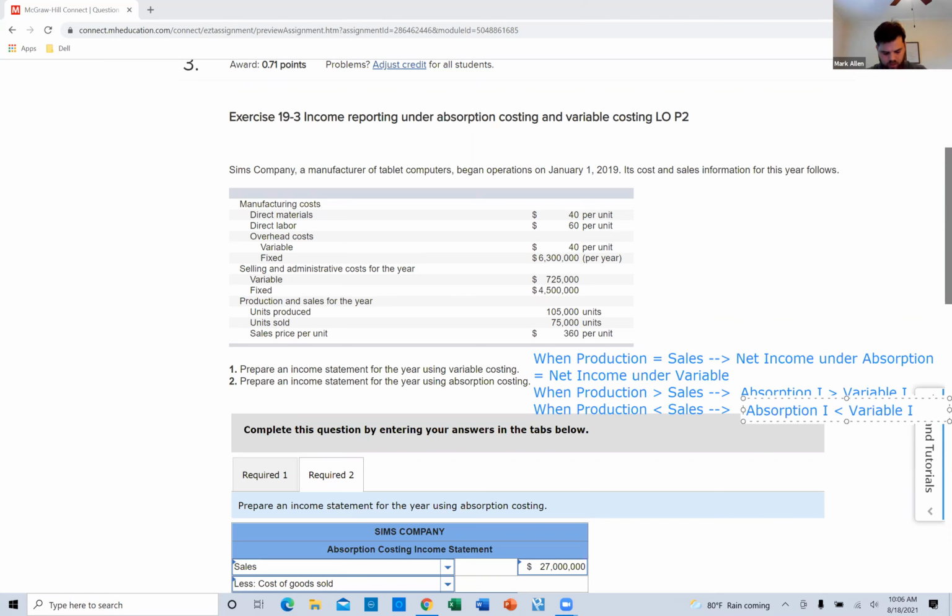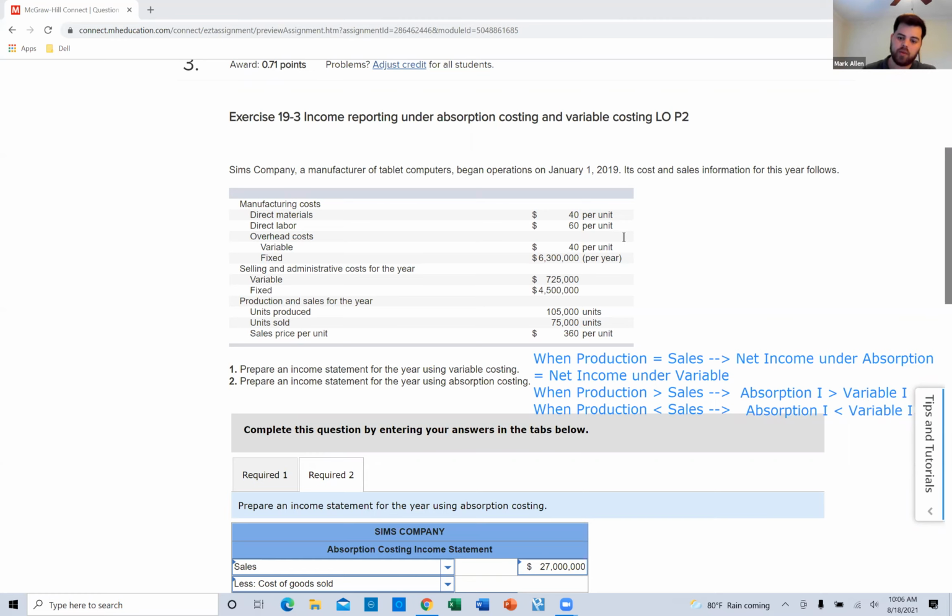Less than variable income. Okay, very good. Now, this is important because what we need to realize is that it would be very possible for me to give you several questions on something like the exam where I don't even expect you to actually do all of the math like we've done here.